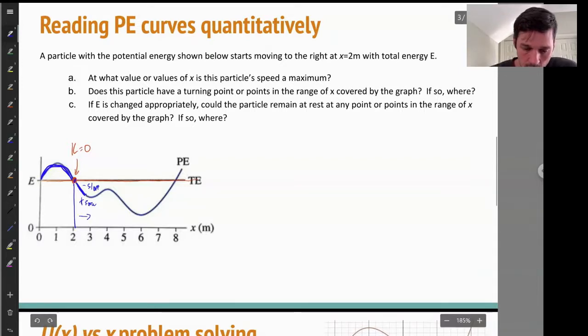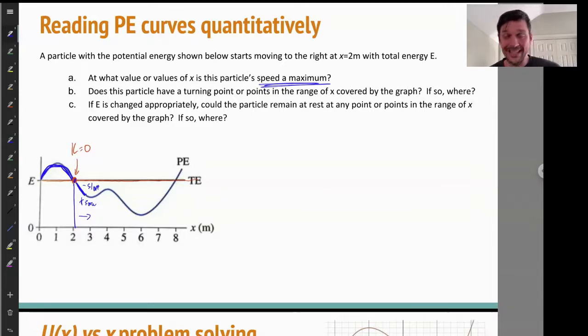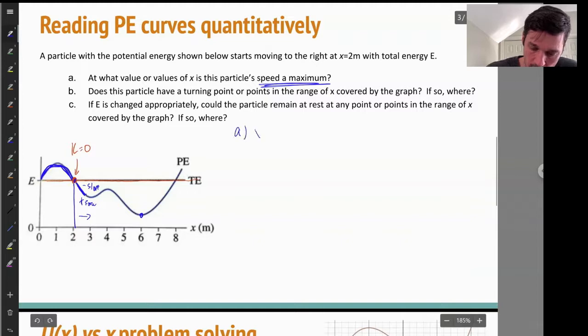All right, so at what value or values of x is this particle's speed a maximum? Well, in any transition between kinetic and potential energy, the speed will be the greatest where the potential energy is the least. So look for that spot. Potential energy is the least at a position of 6 meters. That's where most of its potential energy will have turned into kinetic. So at x equals 6 meters, that's where it's going to be going the fastest.